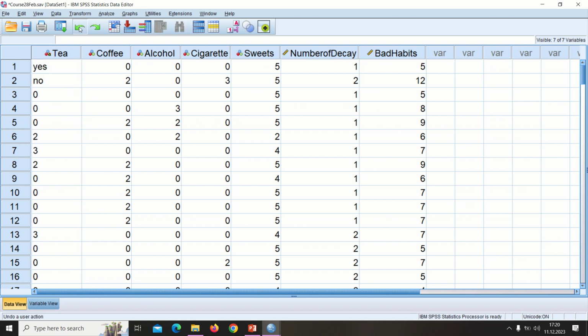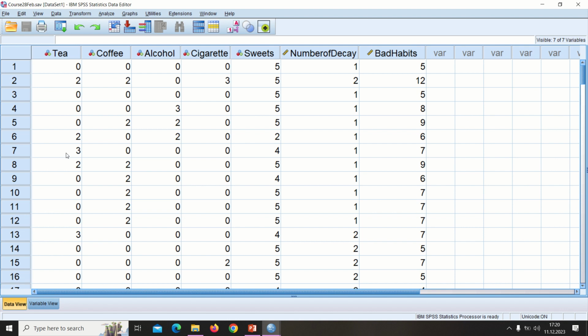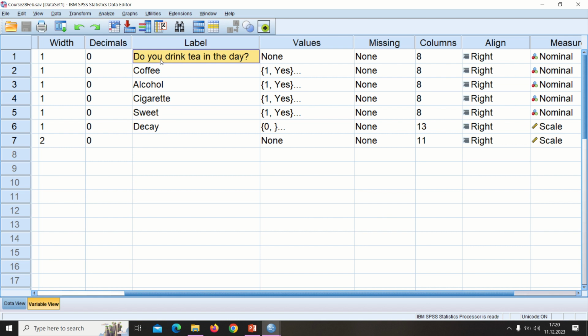So what was the correct form of it? It was 0 and 2, okay. So maybe that do you drink tea in the day, or I can ask it, how many times do you drink tea in the day, and the answer can be 0, 2, 3, okay. So there should be consistency with the definition and the values here. So here I can have this question. It depends on my research question. I am just finding the mistakes in this SPSS document here.